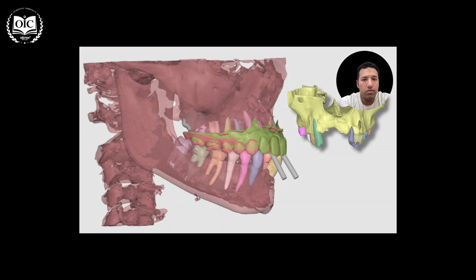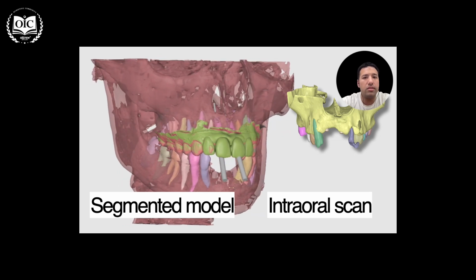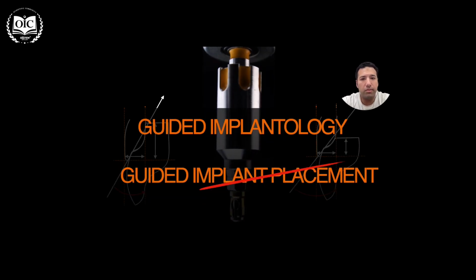Then we start working backwards through our segmented models and intraoral scans to get the concept of guided implantology, not just guided implant placement. It's not just that I want to put the implant in a good position, but I want everything to be in harmony, from the implant position to the soft tissue thickness to the bone thickness to the final restoration with its curvature.